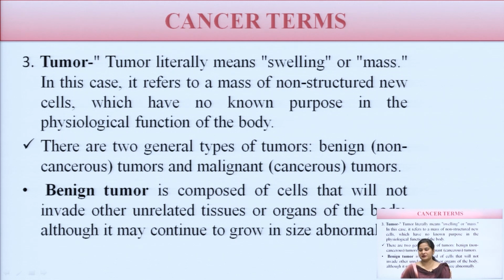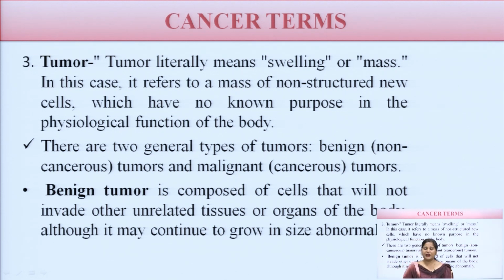Tumors. Tumor literally means a swelling or mass in a particular area. In this case it refers to a mass of unstructured new cells that serve no physiological function of the body. They just continuously grow, with no definite function, so what they do and how they do it, right. There are generally two types of tumors: benign tumors and malignant tumors. A benign tumor is non-cancerous, and a malignant tumor is a cancerous tumor.